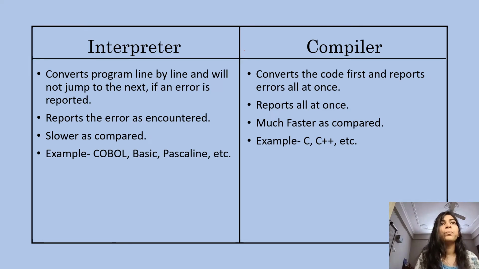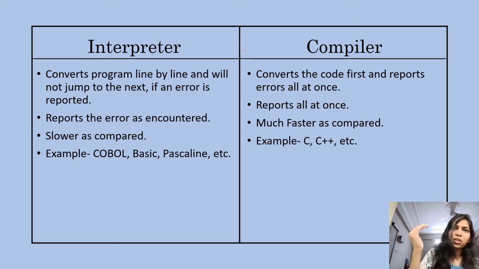For now, say, okay, for the program to be converted from the source code which we write to the machine code, two processes can be used, interpreter and compiler. Not exactly processes, but interpreter and compiler convert source code into machine code, right? And we'll see what is the difference between them, right?